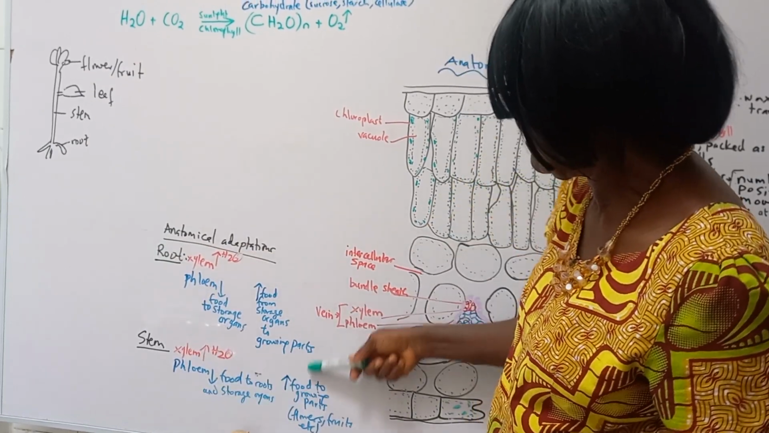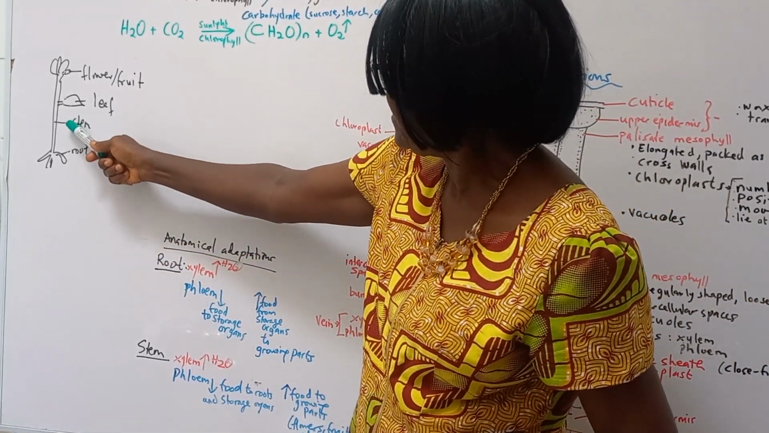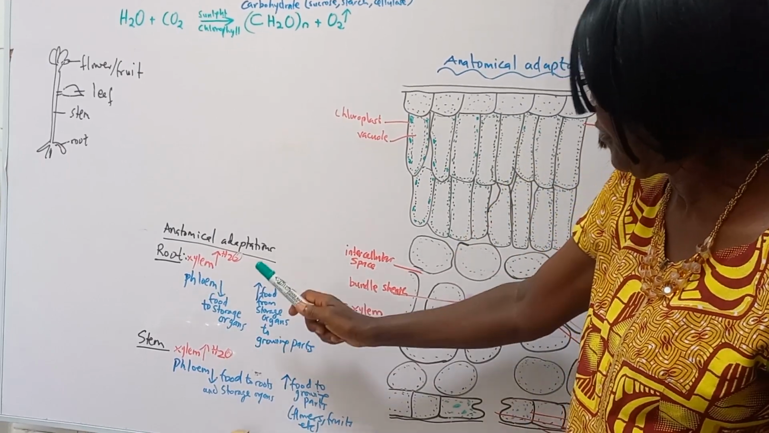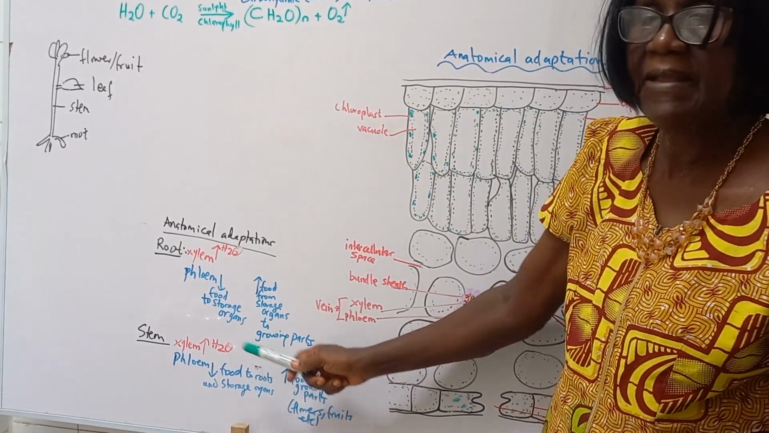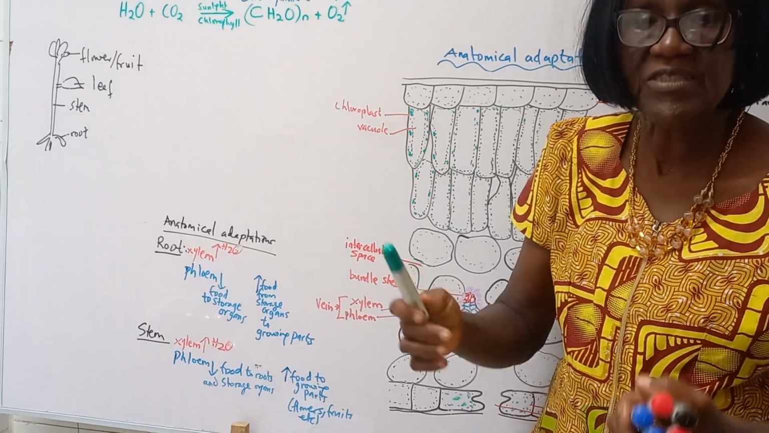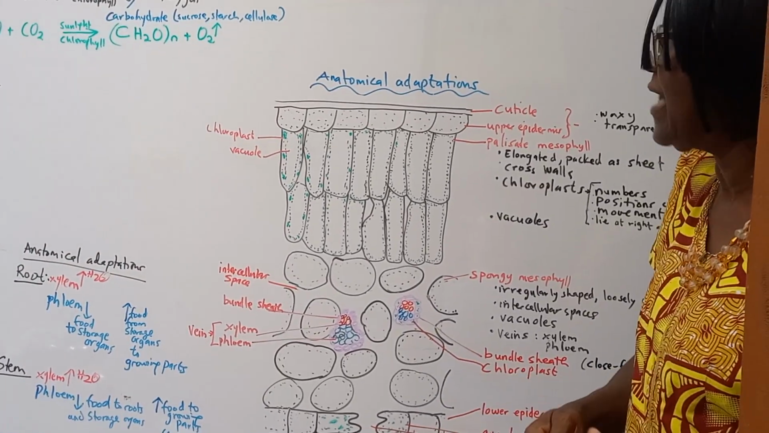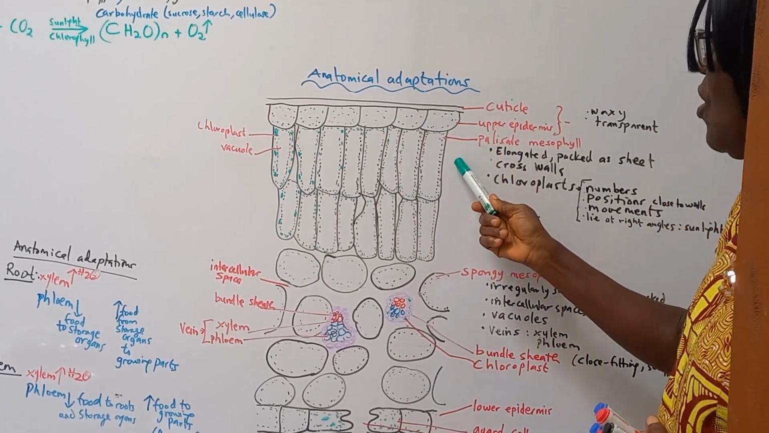So the anatomical adaptations in the root and the stem, we look mainly at the xylem and the phloem in the roots and the stem, which enable photosynthesis to go on effectively. Now let's look at anatomical adaptations of the leaf.